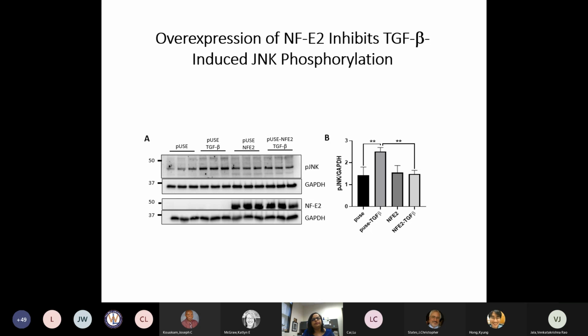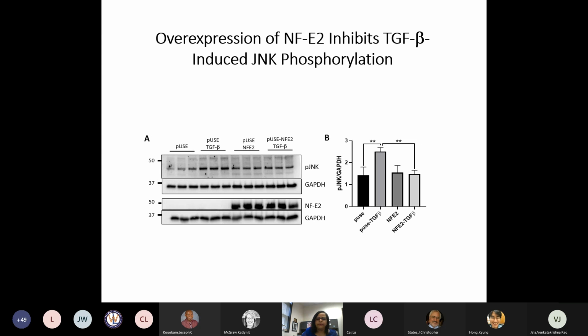Next, we wanted to see the effects of overexpressing NFE2 on TGF-beta induced JNK phosphorylation. So we transfected these HK11 cells with empty vector or NFE2 constructs, and then followed it up by treating the cells with TGF-beta. TGF-beta induced JNK phosphorylation was significantly inhibited in the presence of overexpressed NFE2.